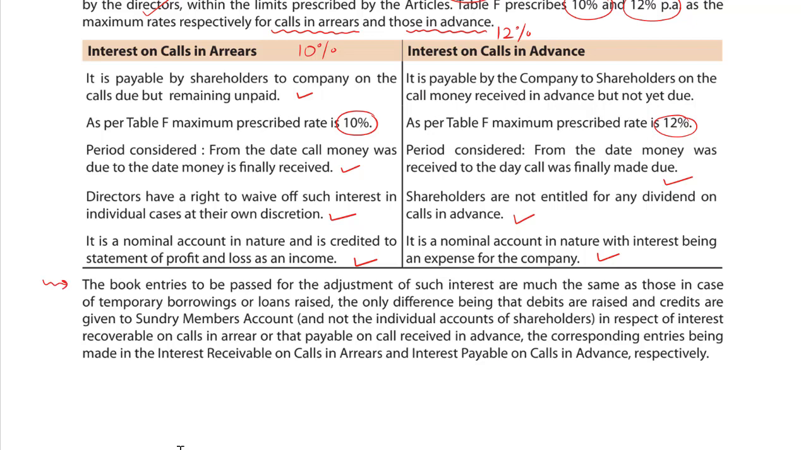The book entries to be passed for the adjustment of such interest are much the same as those in case of temporary borrowings or loan raised, the only difference being that debits are raised and credits are given to the sundry members' account, and not the individual accounts of the shareholder, in respect of interest recovered on calls in arrears or that payable on calls received in advance, the corresponding entries being made in the interest receivable on calls in arrear and interest payable on calls in advance respectively.